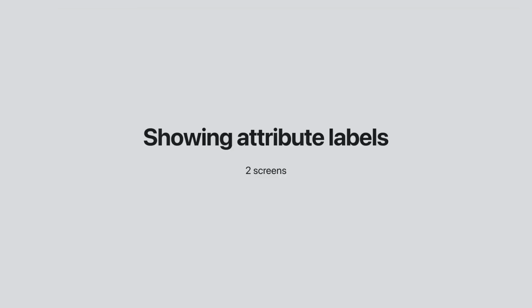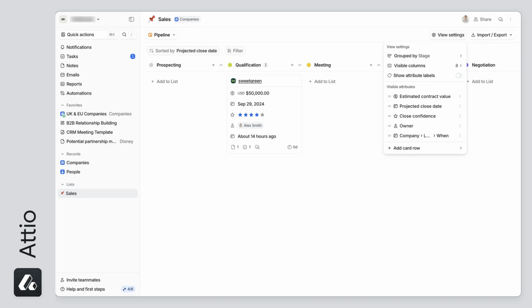After this, let's walk through showing attribute labels. Toggle attribute labels for a clearer view. Now see detailed card information.